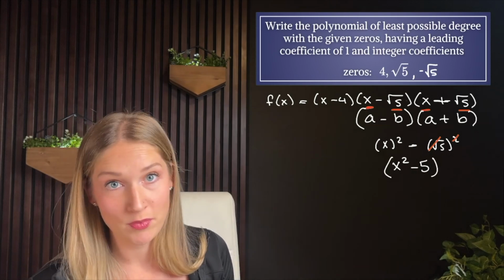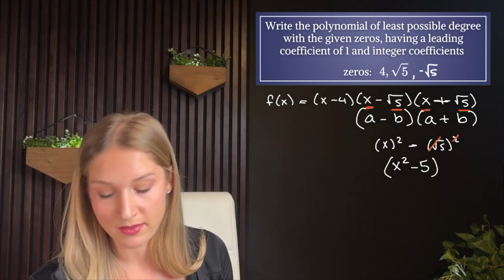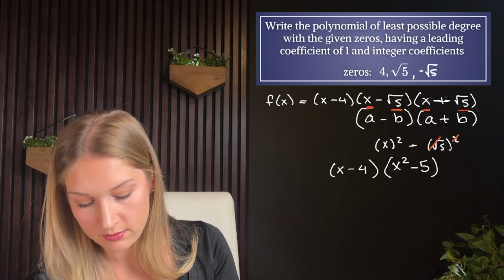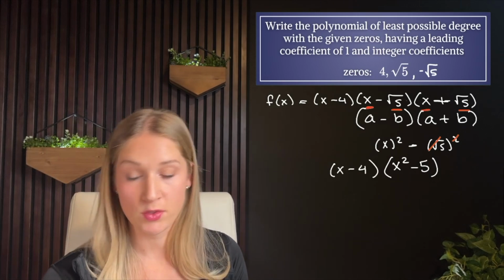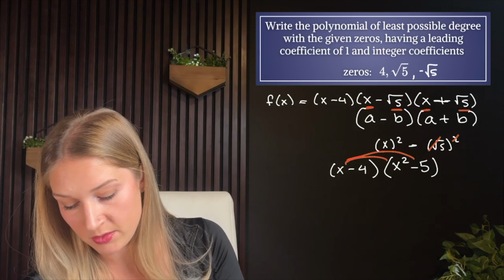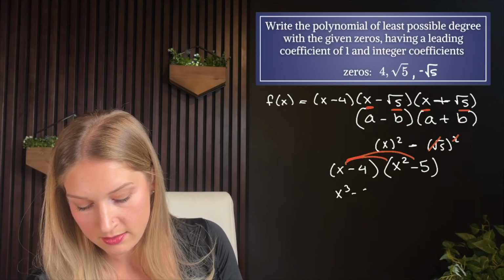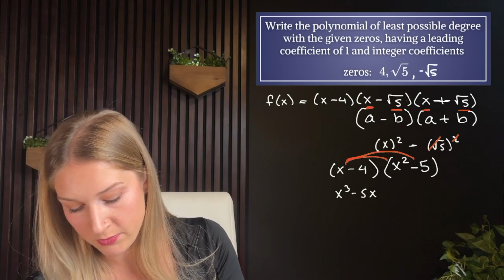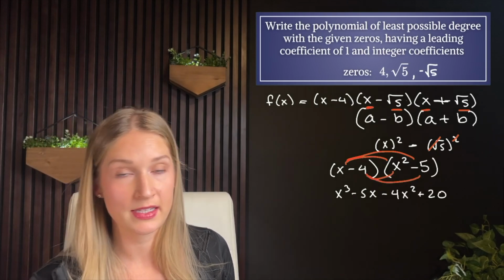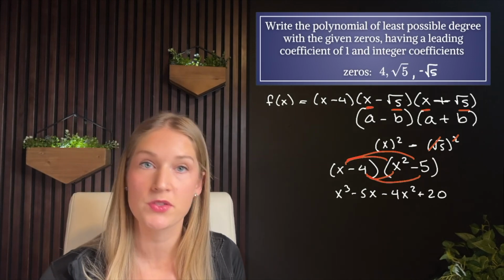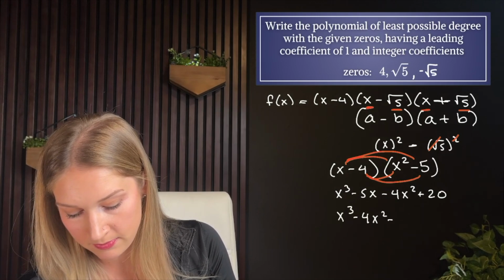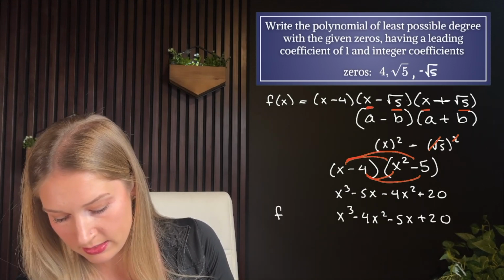If you are not comfortable with that, then just distribute like we did the last one. Then I still have x minus 4 that I need to multiply. So I distribute. There's no fancy tricks for this one. X times x squared is x to the third, minus 5x. Move on to your 4 and distribute. And then combine like terms if you can. There are no like terms in this one, so I'm just going to write it in standard form from highest to lowest exponent. And that is my polynomial.